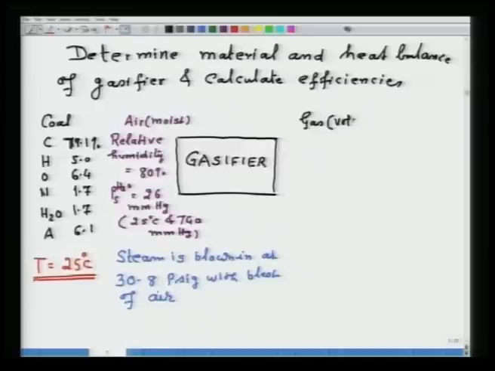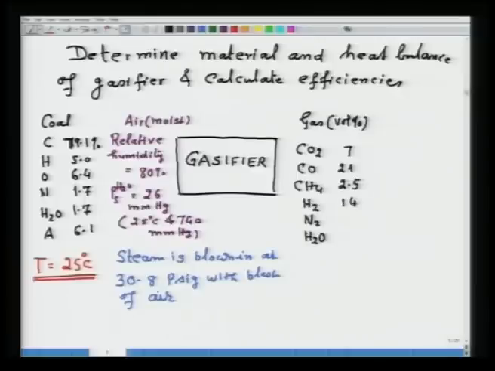Now, in the output it is given, say, gas which is forming, and its analysis, remember, is on volume percent. It has CO2, CO, CH4, hydrogen, nitrogen, and H2O. Now, CO2 is 7%, CO is 21%, CH4 is 2.5%, hydrogen is 14%, nitrogen is 53%, and H2O is 2.5%, and the temperature at which it is discharged is 627 degrees Celsius.